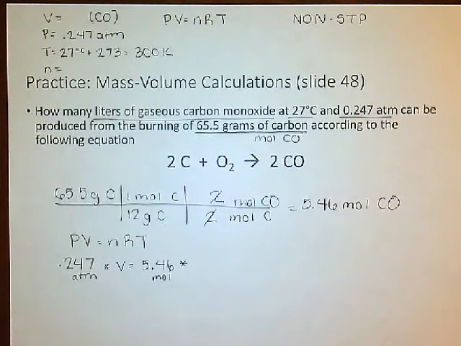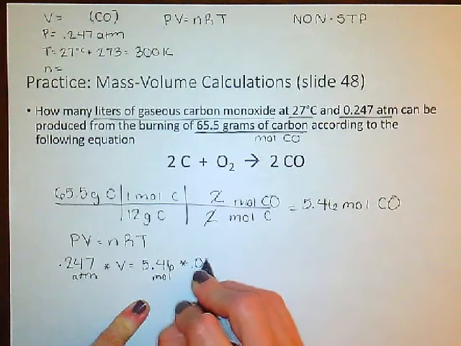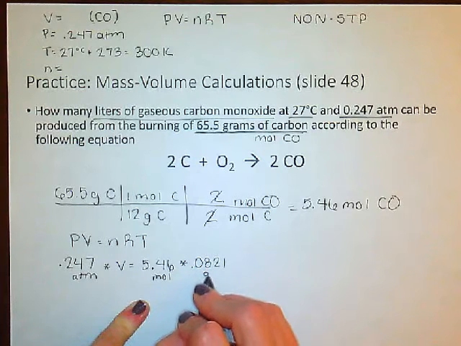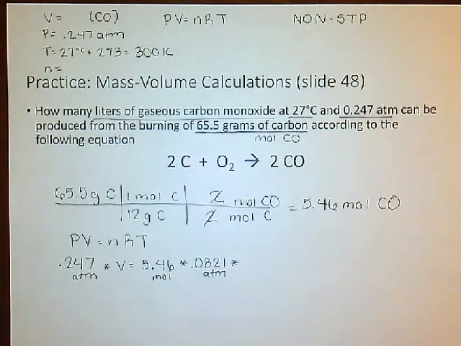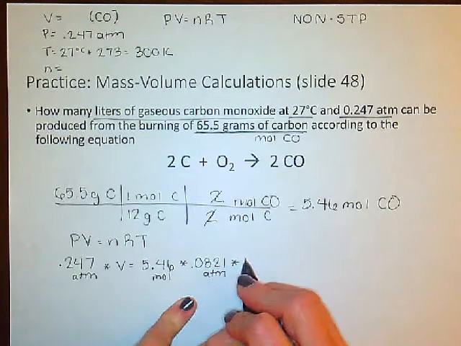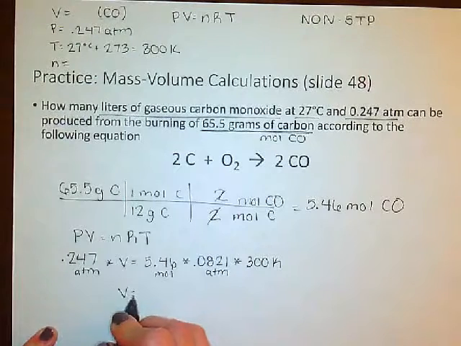R is your universal gas constant, and it is located on the periodic table that you were given at the beginning of the semester. You have two values. You have 8.31 and you have 0.0821. And if you look closely, we're going to use the 0.0821 because of the pressure units. If the pressure had been in kPa, kilopascals, we would have used 8.31. And then the last value that we need to plug in is the temperature, which is 300 Kelvin.